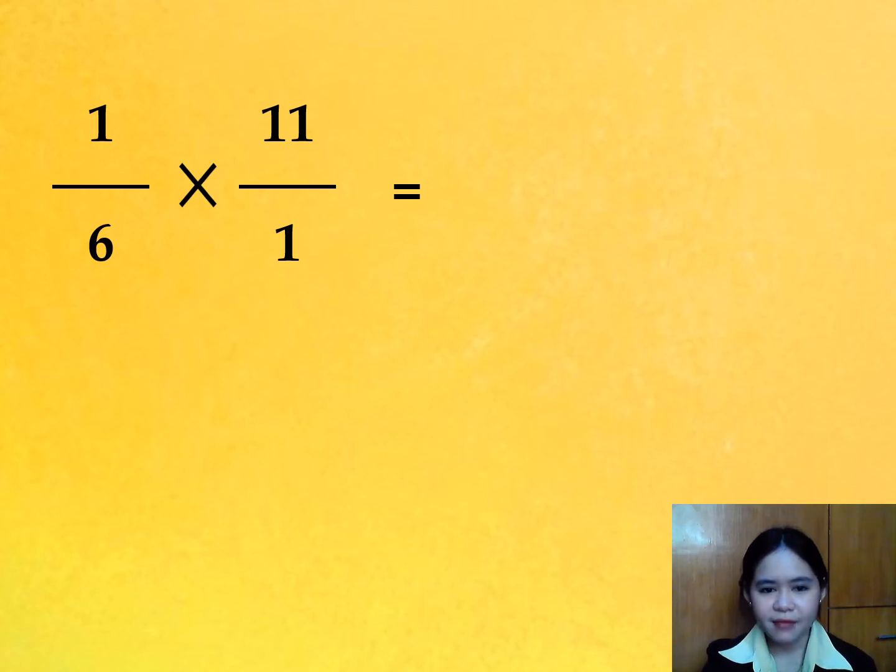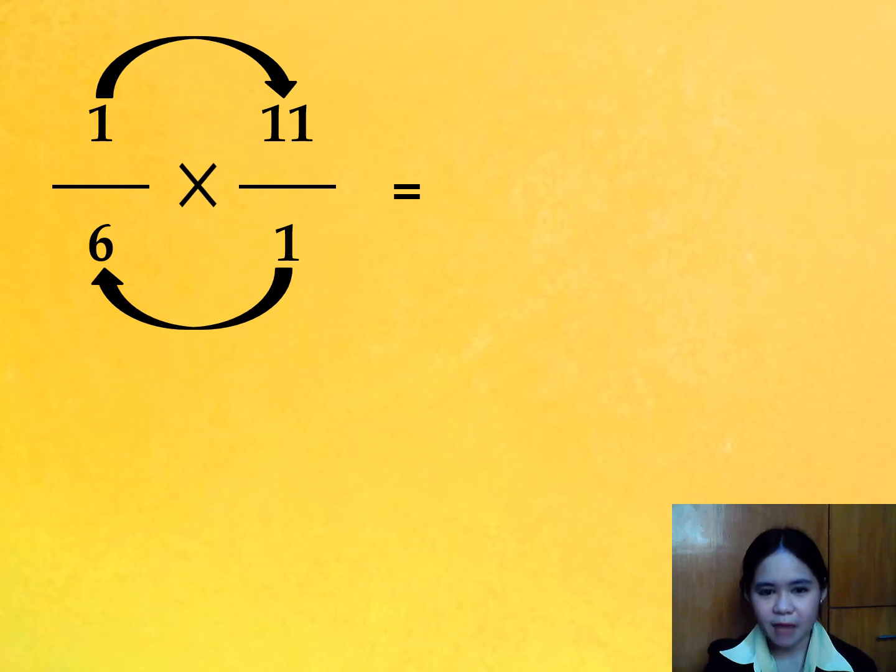So we have 1/6 times 11/1. The next step is to multiply the numerator by the numerator and then multiply the denominator by the denominator. Let's multiply the numerator first. 1 times 11 is equal to 11, and then let's multiply the denominator. 6 times 1 is equal to 6. So the answer is 11/6.